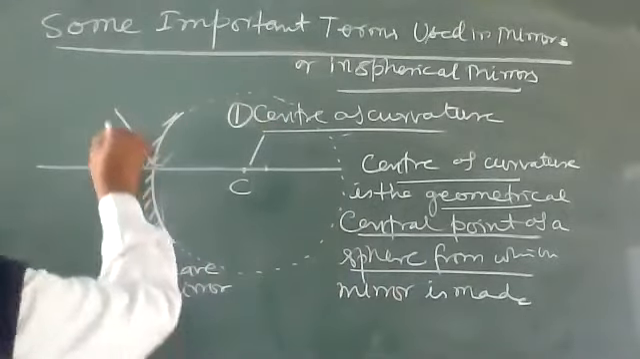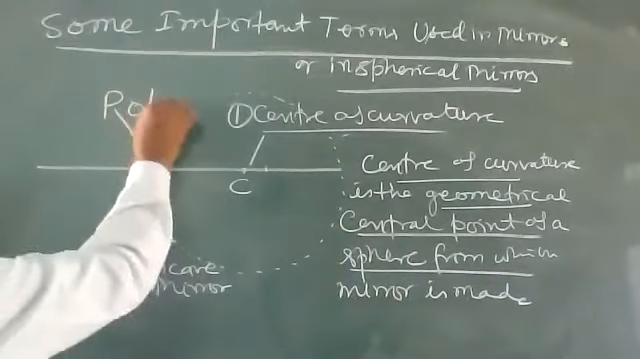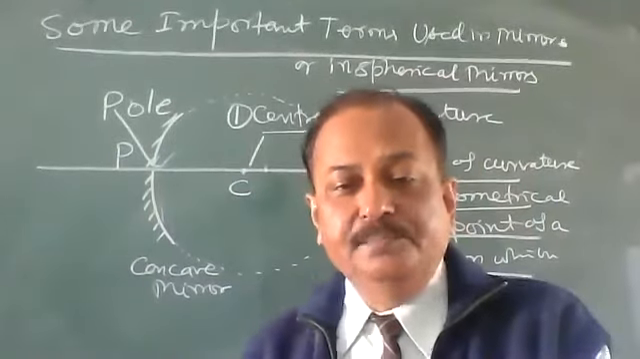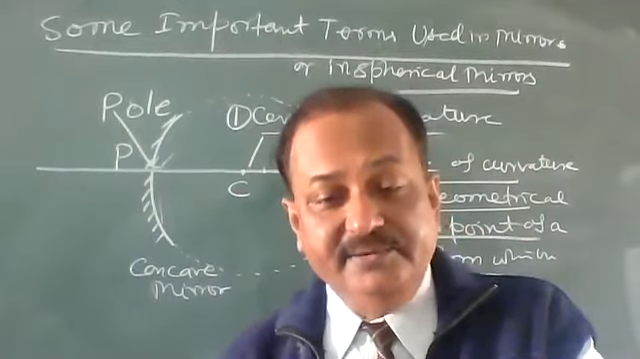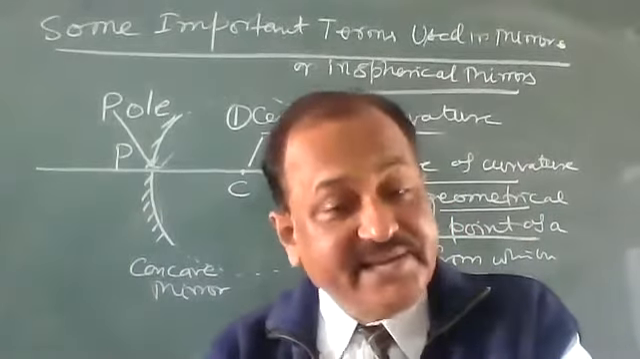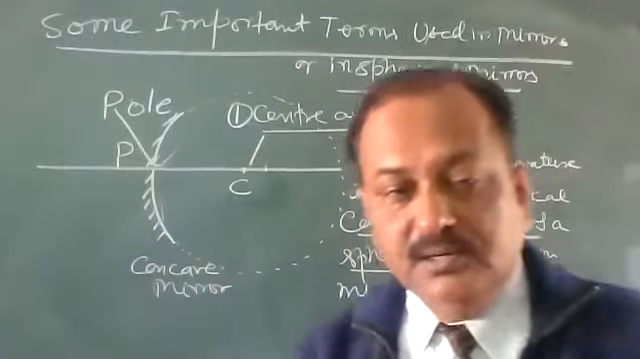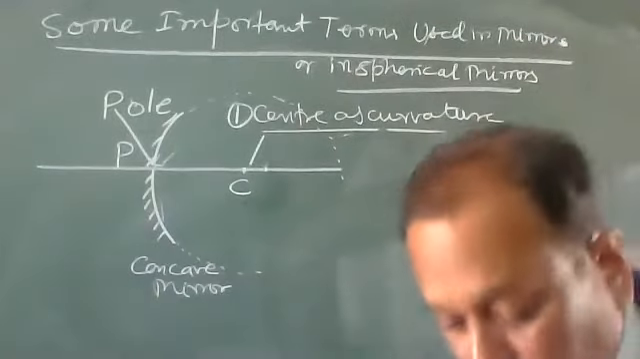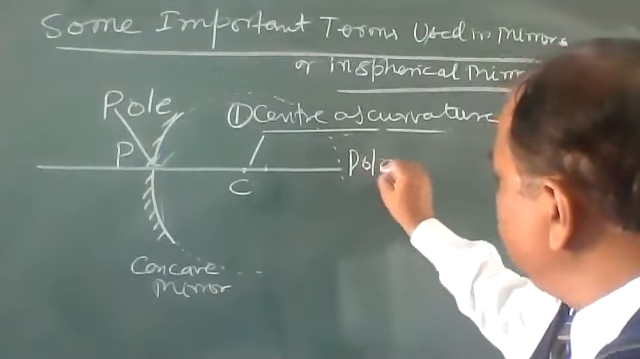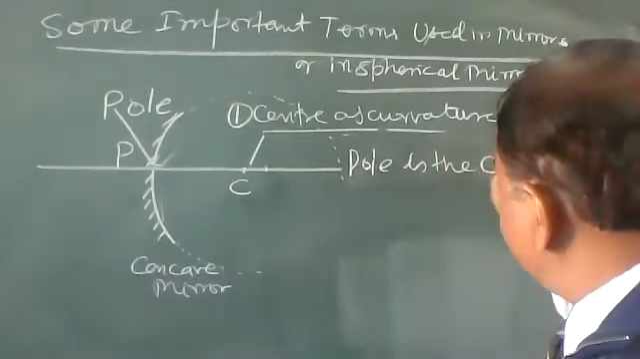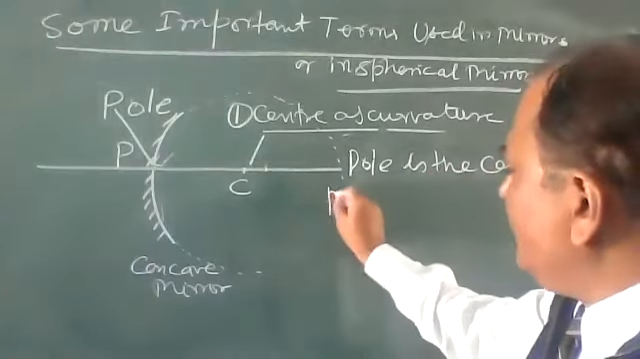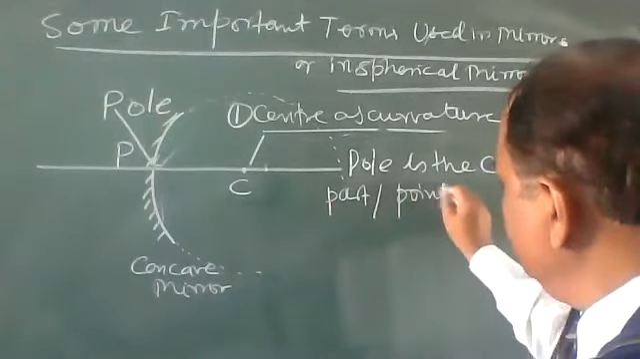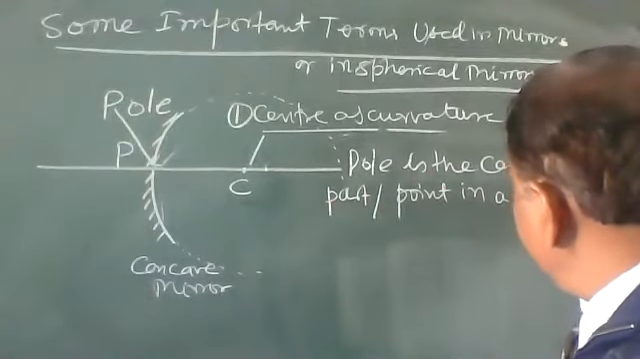Now this second point is called the pole, and it is represented by capital letter P. So write down: pole is the central point in a mirror from which a straight line can be passed outside.